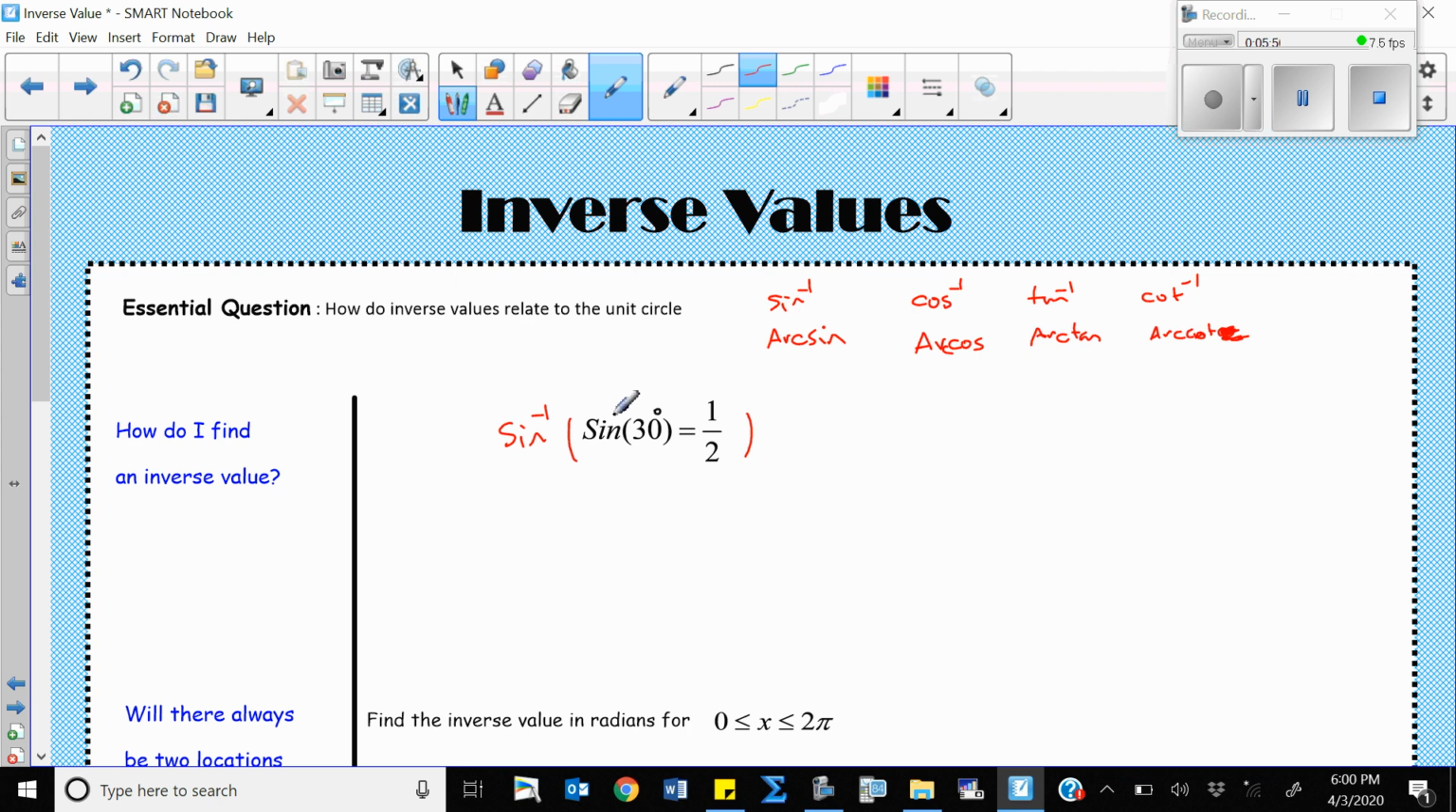Now let's go back here. If I want to undo sine, I'm going to use sine -1, and I need to apply this to both sides of this equation. So this will be sine -1 of sine of 30, and on the other side I'm going to have sine -1 of 1/2. We learned that these two can cancel each other because they are inverse of each other. So on the left side, I'm going to have 30 degrees is equal to sine -1 of 1/2.